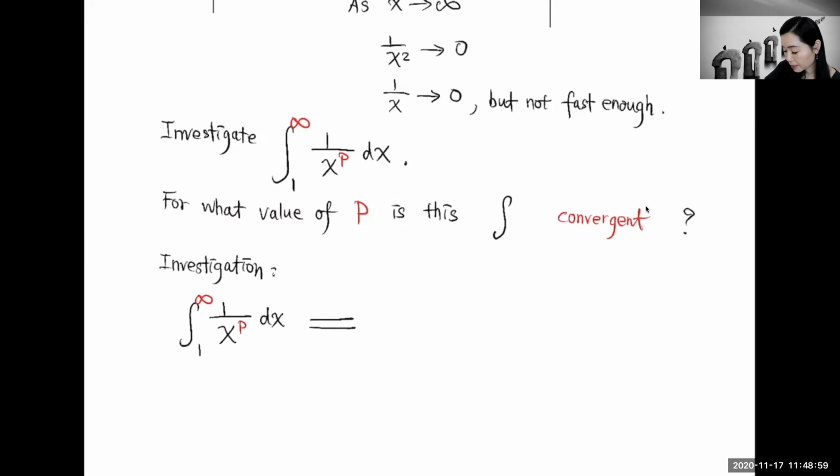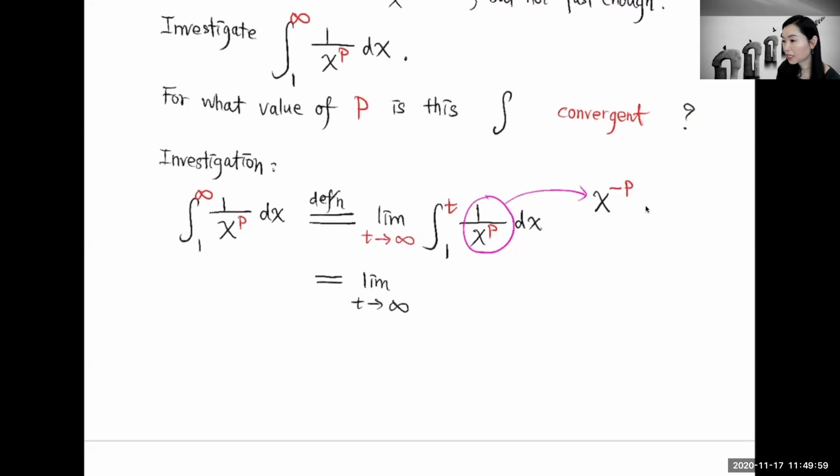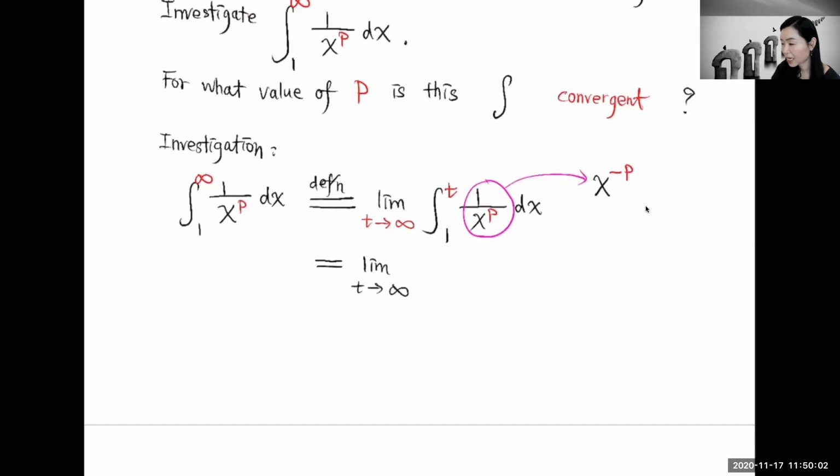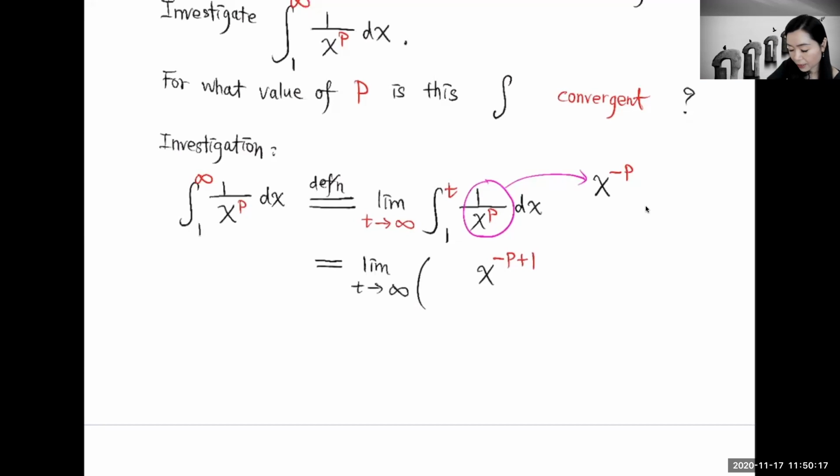We're going to express this by the definition, right? Remember, the definition for improper integral is the limit of this proper integral. Replace infinity here by t, and then let t go to infinity. So what's the antiderivative of this one here? You can rewrite this as x to the negative p power, right? Using the power rule, the antiderivative of x to the negative p will be x to the negative p plus 1, and then divide by this exponent. So we're going to divide this by negative p plus 1.